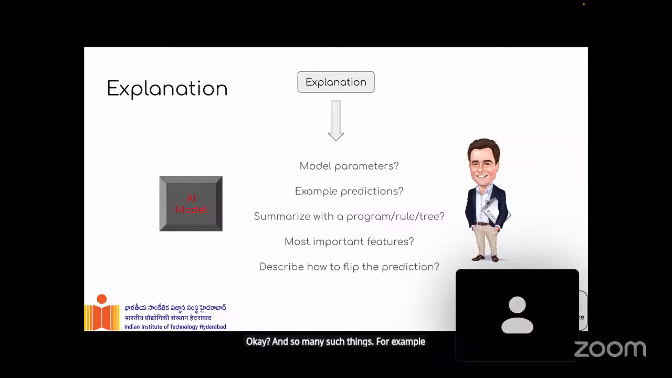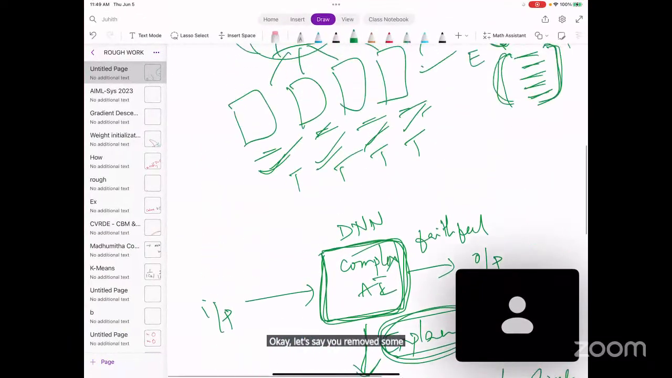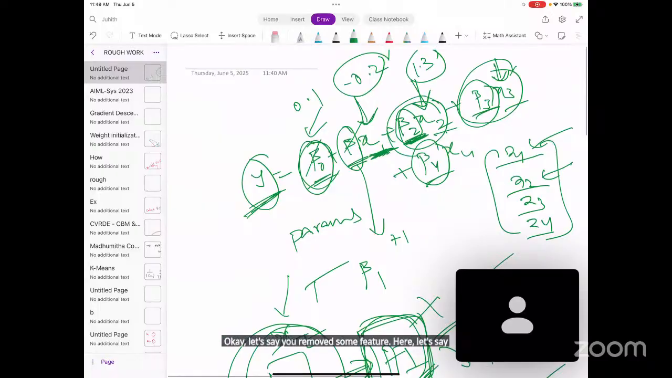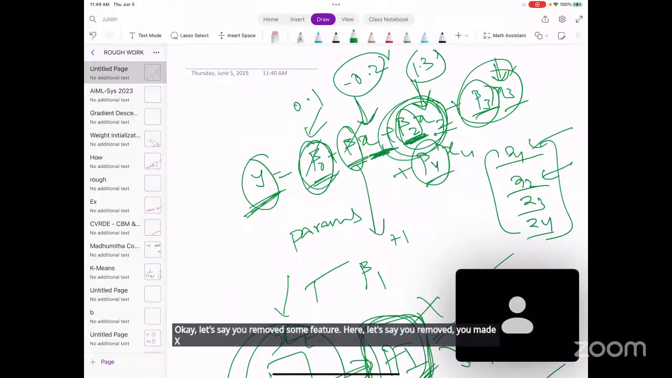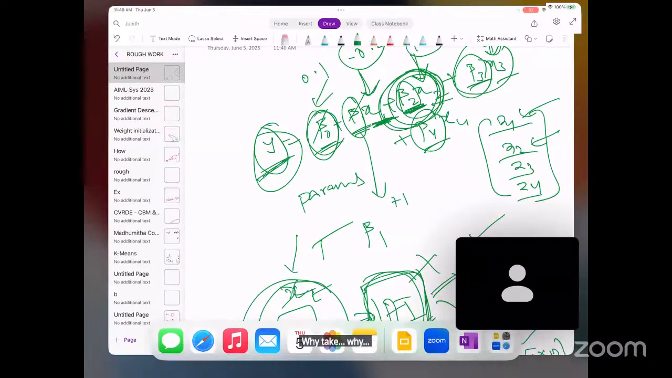For example, if you show that changing something in the input will flip the output. Let's say you removed some feature here. Let's say you made x2 to be 0, then suddenly the classification label changes. So that is one way to explain why the model predicted what it predicted.